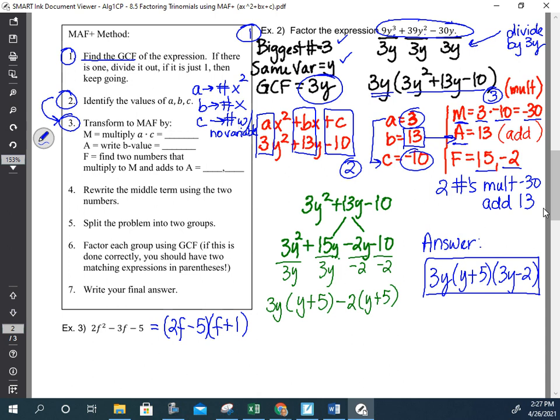All right, step 4. Rewrite the middle term using the two numbers that you just got. We just got 15 and negative 2. So take the 13 and rewrite it with the 15 and with the negative 2. Why did I put 15 next to the 3? I know 3 divides into 15. Why did I put the 2 next to the 10? I know 2 divides into 10. Could I have switched them? Absolutely. I could have switched them if I wanted to.